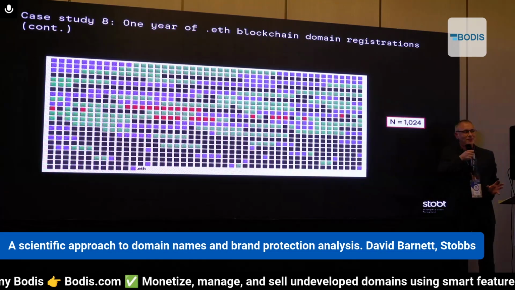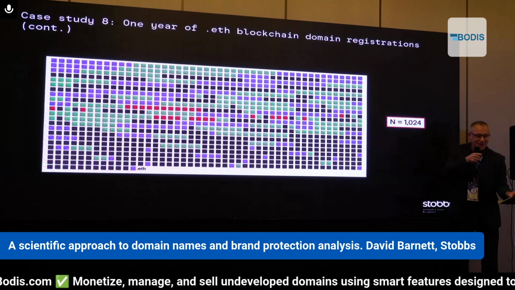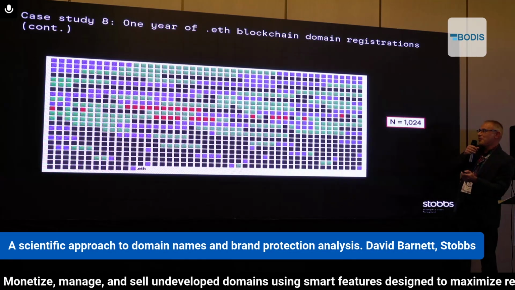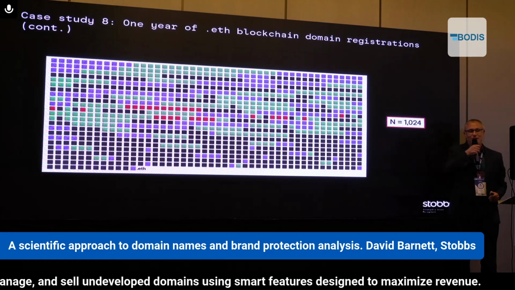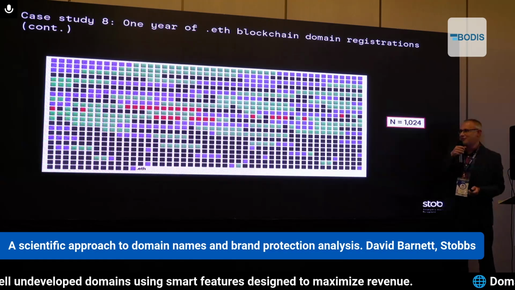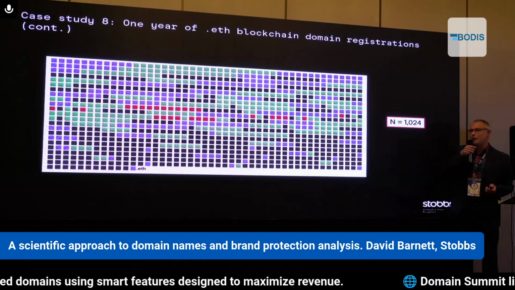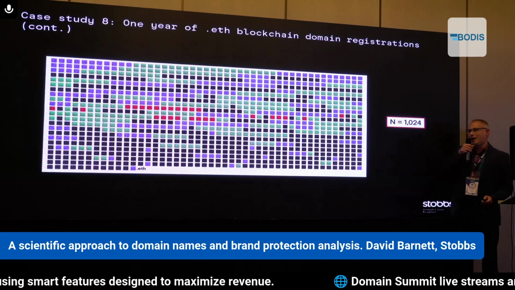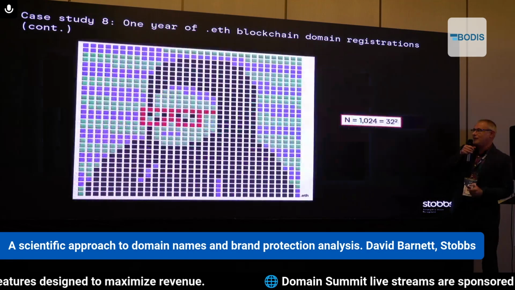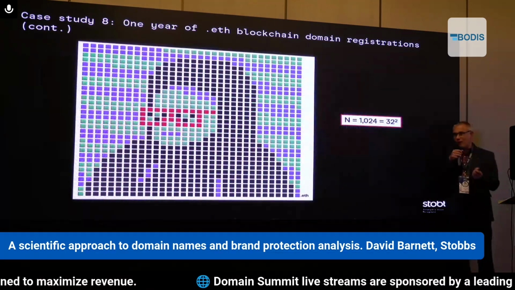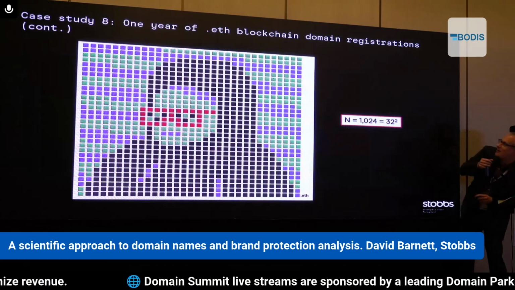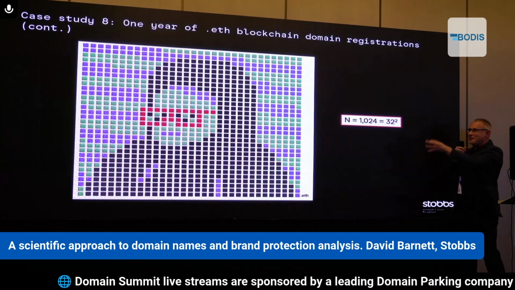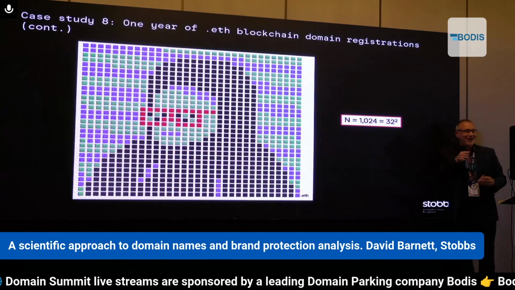I won't keep you hanging too long because I'm already over time. What we noticed was that 1,024 is, as I'm sure you'll be able to see, 32 squared. If you actually write that domain name out in a 32 by 32 grid, you get that. So what we think we're now seeing is the emergence of, I don't exactly know what it is, some sort of artwork. For me, it looks like the Mona Lisa.